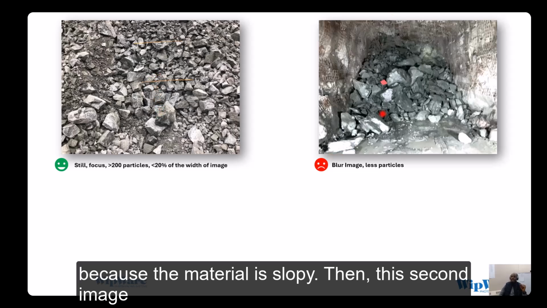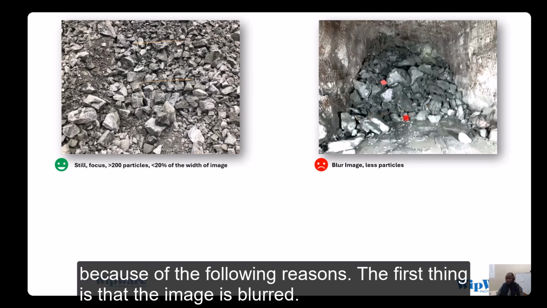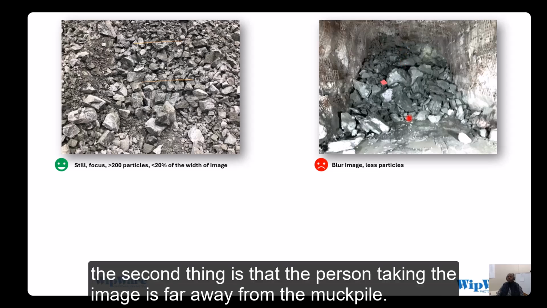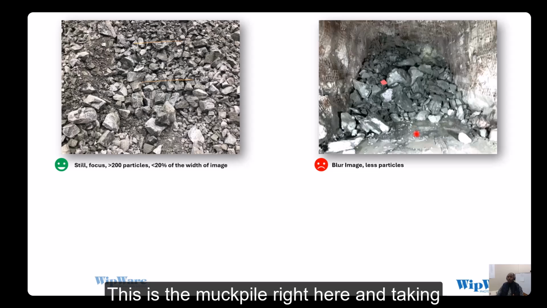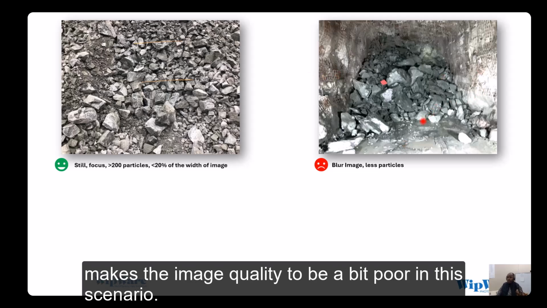Then this second image is a bad image, not good enough for image analysis, for the following reasons. The first thing is that the image is blurred. We can't see the fragments at this region. And the second thing is that the person taking the image is far away from the muckpile. This is the muckpile right here, and capturing other areas like the ground and the back of this tunnel makes the image quality a bit poor in this scenario.